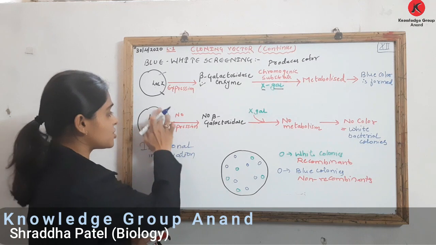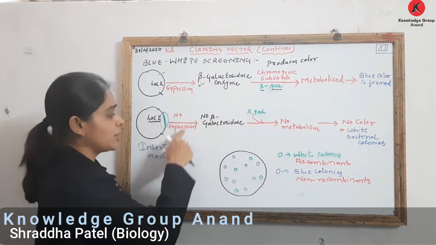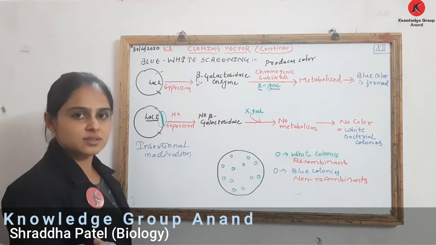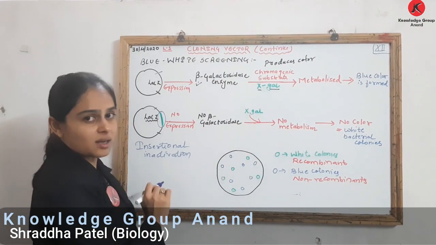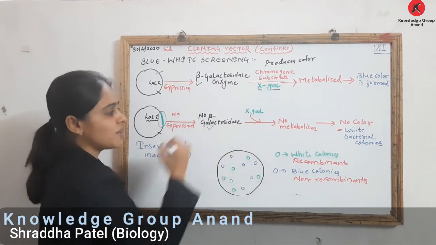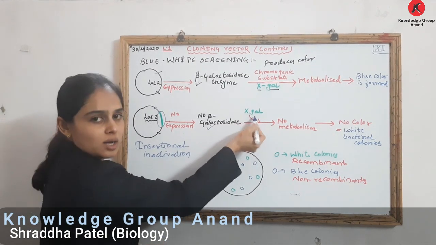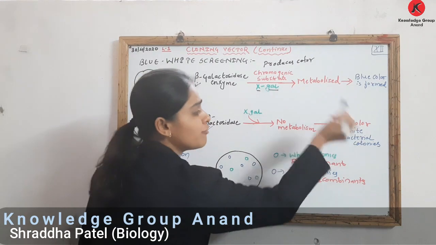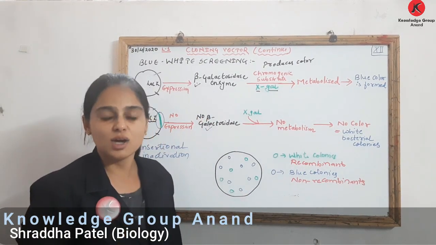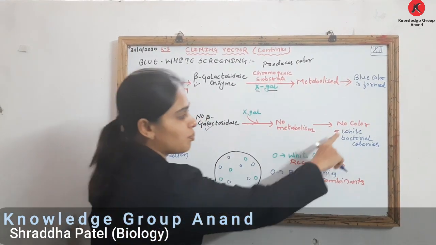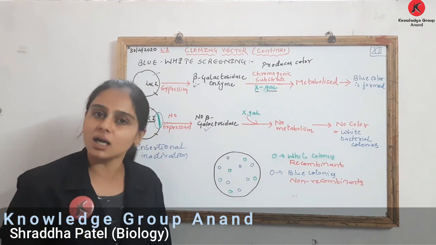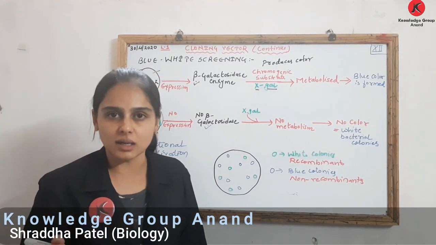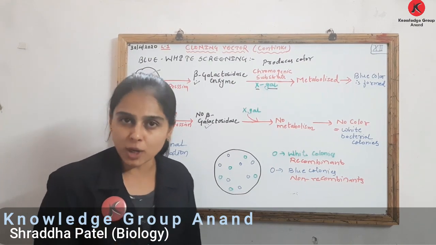Now as the gene is not active, there will be no expression, no formation of beta galactosidase. If you are going to add X-gal, then ये एंजाइम ही नहीं है तो ये metabolize नहीं होगा. If this is not metabolized, there will be no formation of any color. So these colonies appear white in color. ये जो colony है is going to appear white in color. Now the process is very simple.